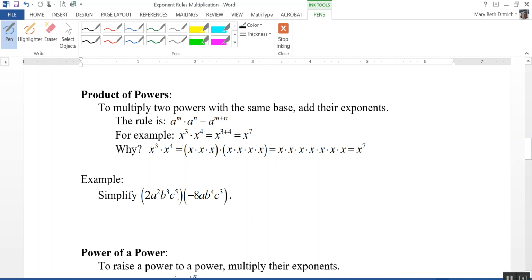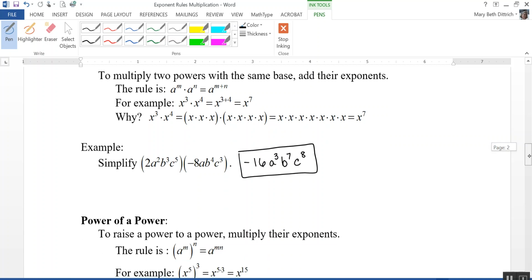To do that, I'm going to multiply my coefficients, the numbers that are out front, and that gives me a negative 16. And then I'm going to look at my a's. I have a squared times a to the 1. That's going to give me a to the 3rd power. Add those exponents. B to the 3rd times b to the 4th. Add the 3 and the 4. That's going to give me b to the 7th. And c to the 5th times c to the 3rd gives me c to the 8th. So multiply the coefficients and add the exponents of the similar bases.